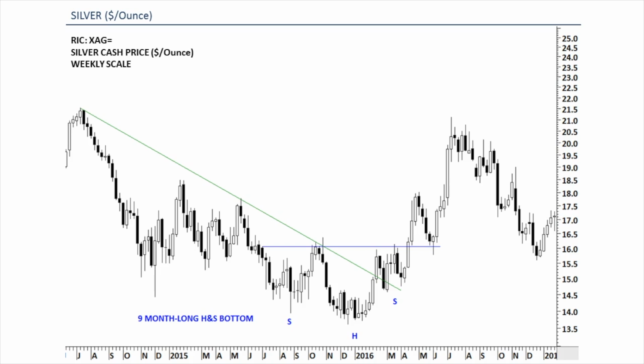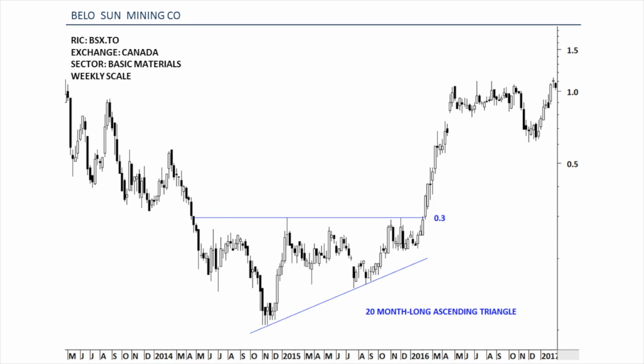In the beginning of 2016, this time gold and silver mining equities anticipated a shift in the direction of the trend in the precious metals complex. While the 9-month-long head and shoulder bottom on silver cash price became clear and was completed in the first quarter of 2016, several individual stocks in the basic materials sector completed their bullish chart patterns ahead of the rally in silver and gold cash price. Belo Sun Mining Company completed a 20-month-long ascending triangle that acted as a reversal chart pattern. The breakout from the horizontal boundary was strong and followed by a sharp rally in the stock price.